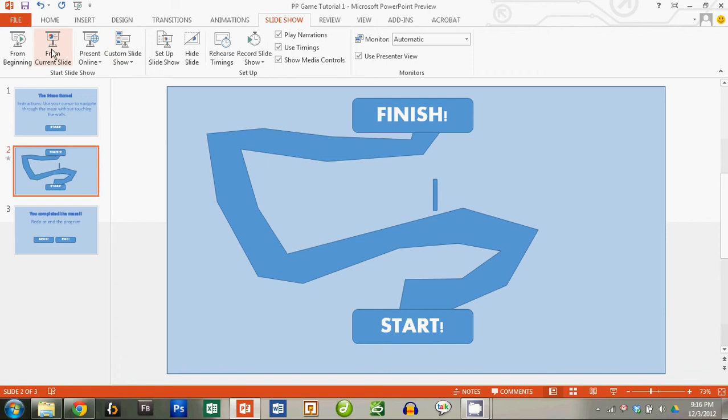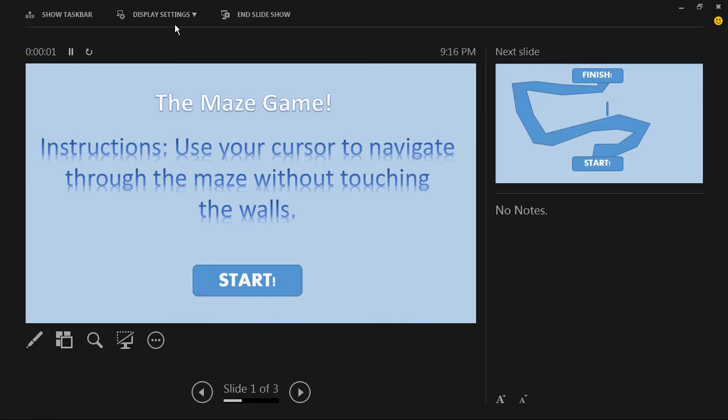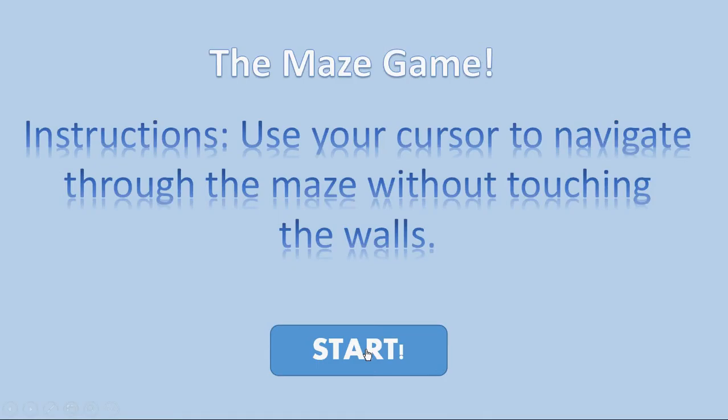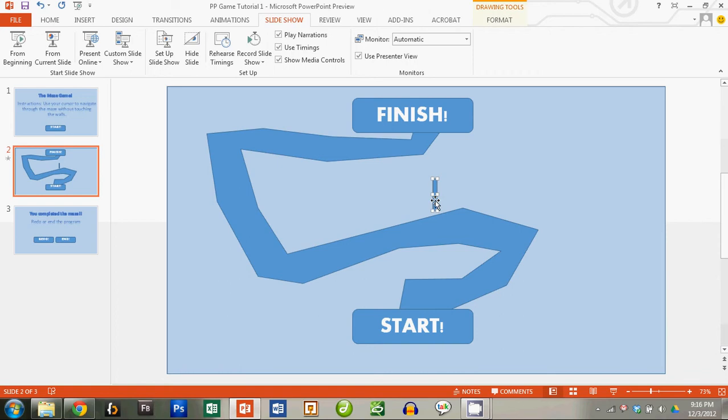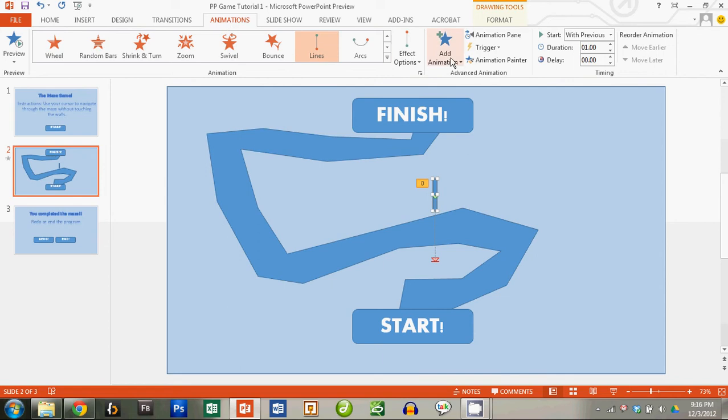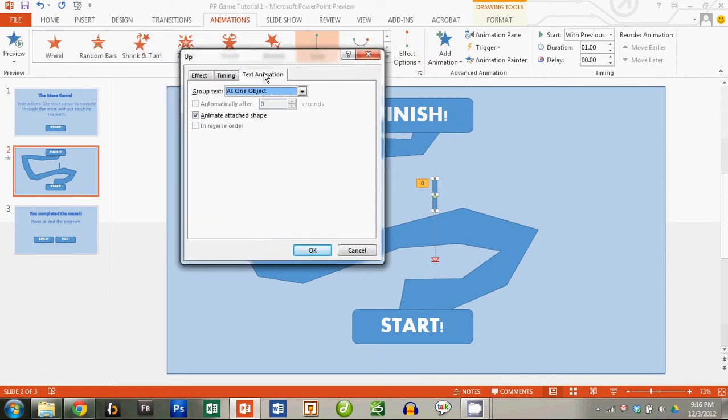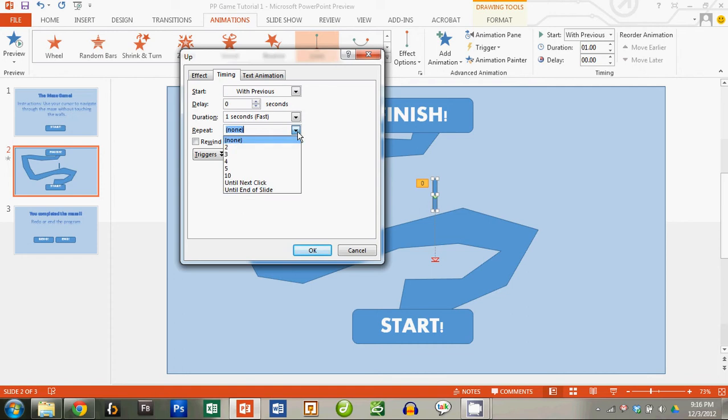If we start this right here, see how it just went once, didn't keep repeating? We have to make sure that it keeps repeating so that it just doesn't go once. It's pretty simple. In order to do that, you just open that back up and go to repeat and then just say until end of slide.